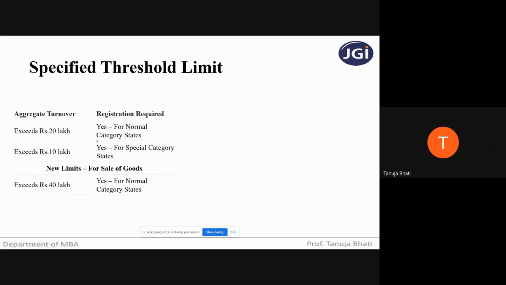Is this clear? So just remember, earlier the old rule was the same threshold limit. This exceeds 20 lakhs, 10 lakhs. In case of goods and services, it applied to both. Now, for services, if it exceeds 20 lakhs, and 10 lakhs in case of special category states, and in case of goods, if it exceeds 40 lakhs. And for special category states, it remains the same for goods and services. If it exceeds 10 lakhs for goods and services, registration is compulsory.